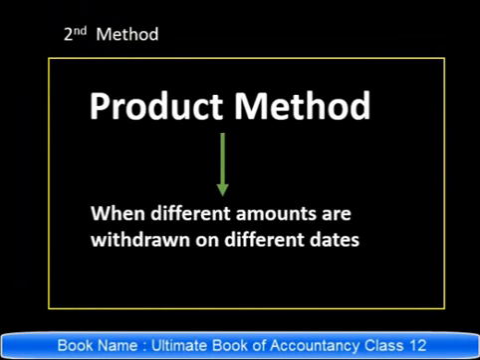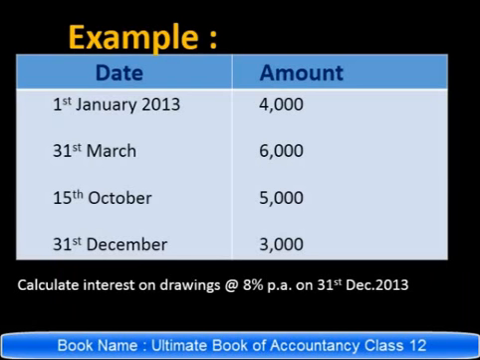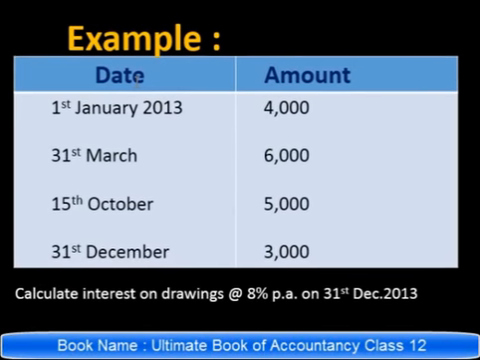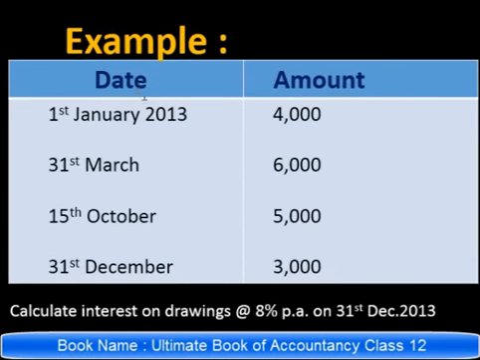So I would like to show you one example here. How will you get the question actually? Now say this. As you can see, different dates are given and amounts are also different. In the first case we have done, the time period is the same and amounts are also the same.